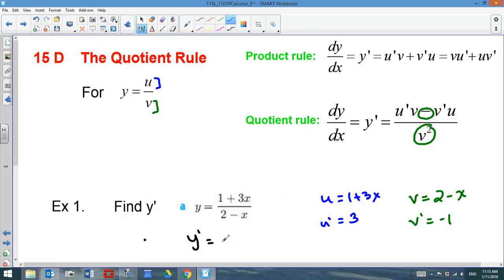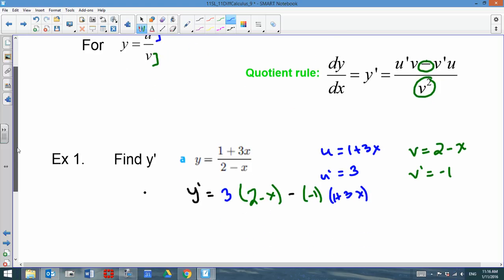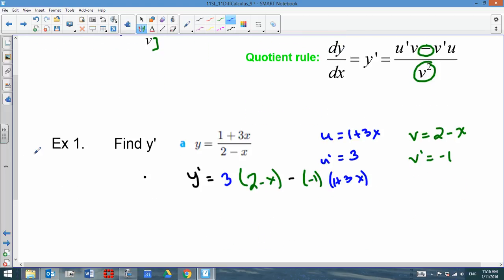So now when we wind up finding our derivative of y, we will take, again, u prime, so that's 3, multiplied by the original v, which is 2 minus x, and we'll wind up subtracting v prime, so that's negative 1, multiplied by original u, which is 1 plus 3x. And we will wind up dividing by the original v, so your denominator, squared. So our original v is 2 minus x, squared.